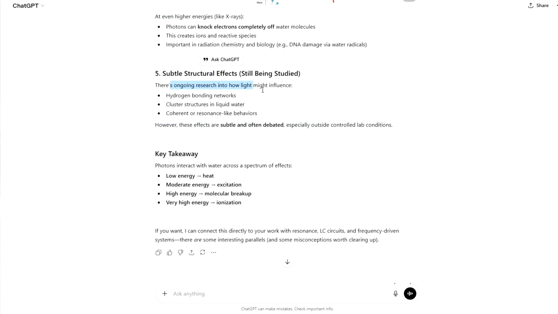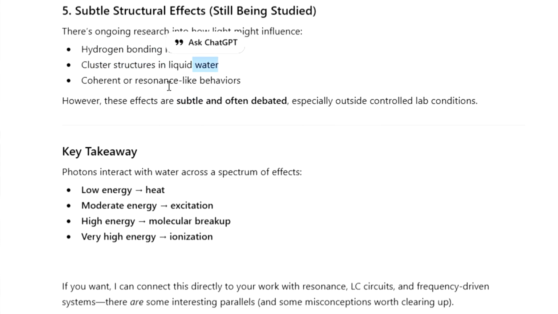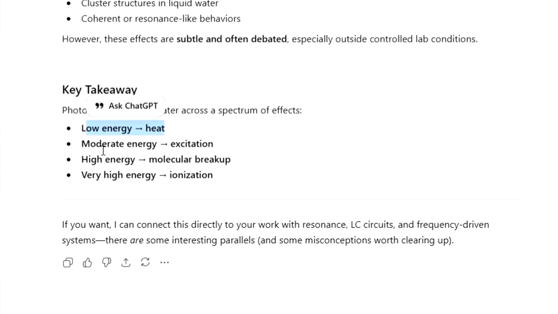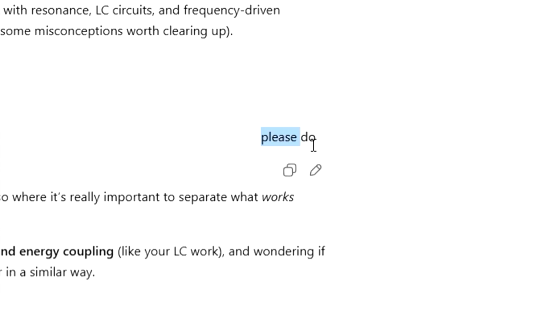doing. There's ongoing research on how light might influence hydrogen bonding networks, cluster structures in liquid water, coherent or resonant-like behaviors. How interesting. However, these effects are subtle and often debated. Low energy means heat, moderate energy means excitation, high energy means molecular breakup, and very high energy equals ionization. If you want, I can connect this directly to your work with resonance, and so on. And I said, please do.